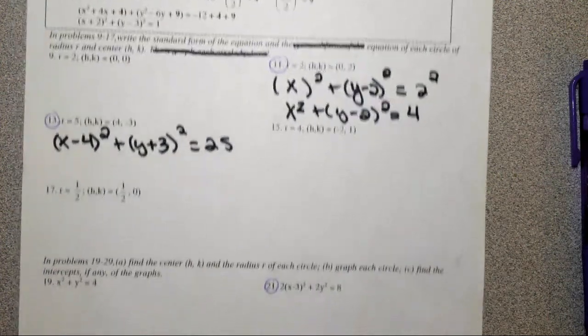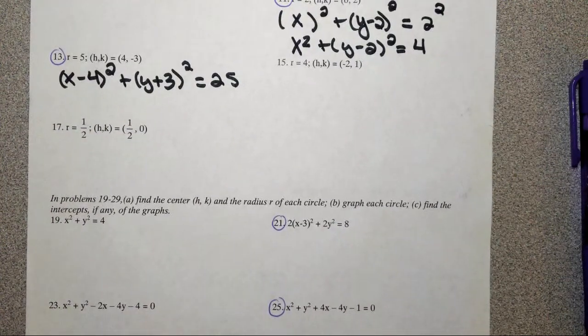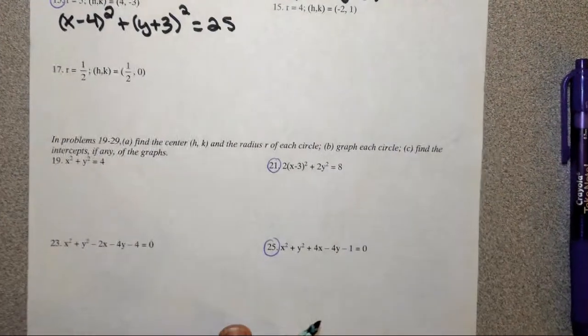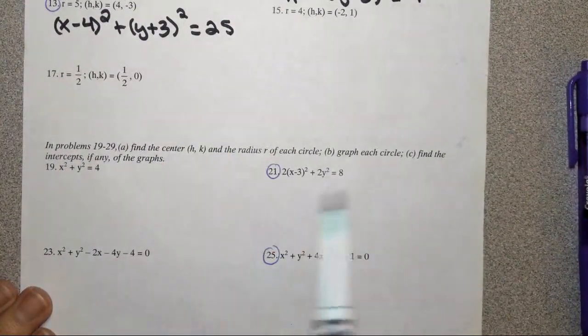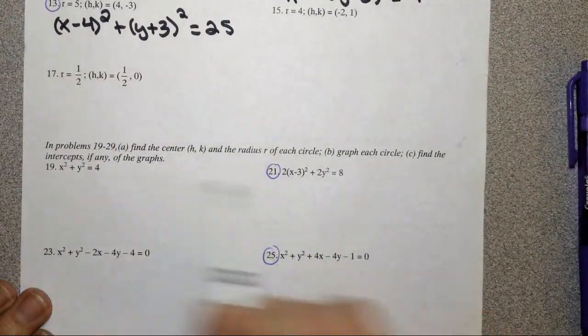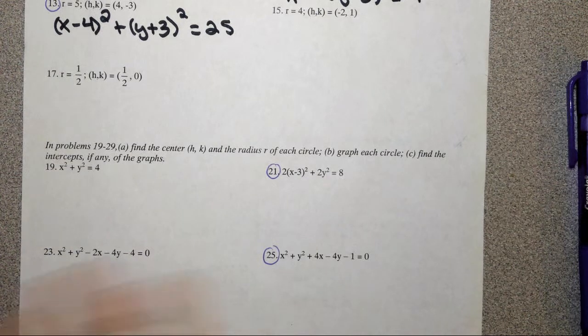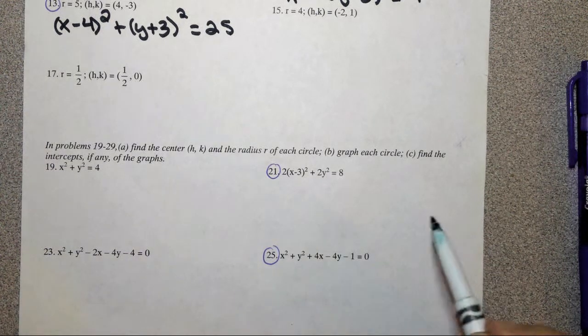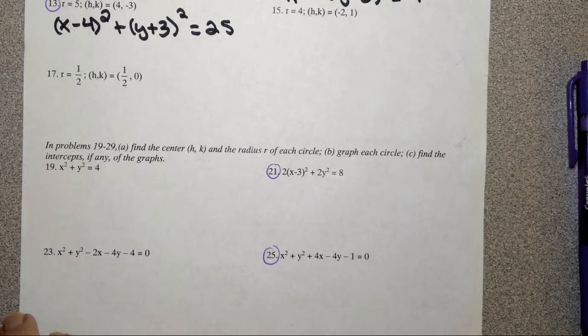Let's go look at the next section. On 19 through 29, this time they want me to find the center and the radius, graph it, and find any intercepts. I'm not taking anything out of these, because if you don't graph it, you're going to do a lot of work for the intercepts, because sometimes we don't have any. 21 looks different, so I wanted to do 21.